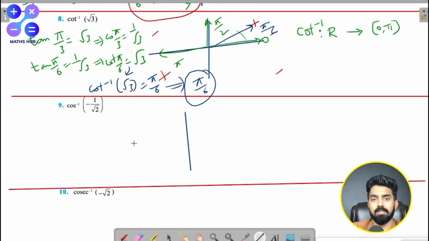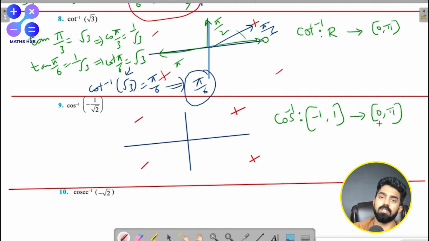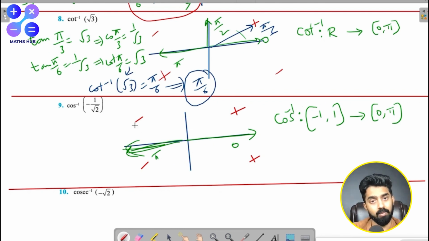Again, always start with your quadrants. So we have positive here, negative here, and positive here. So next, what do we do? We always recollect the range, right? So cos inverse takes values from minus 1 to 1, which is the domain, and it gives you values between 0 to pi, which is its range, the principal branch. This is 0, this is pi. And if it is cos inverse of minus 1 by root 2, so this is going to be somewhere in this place, right?